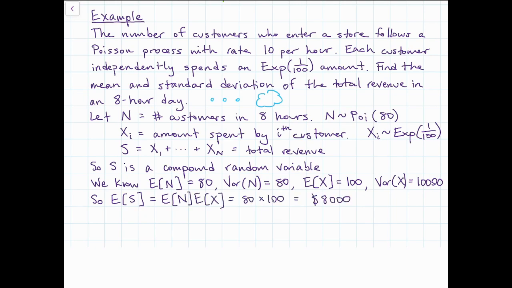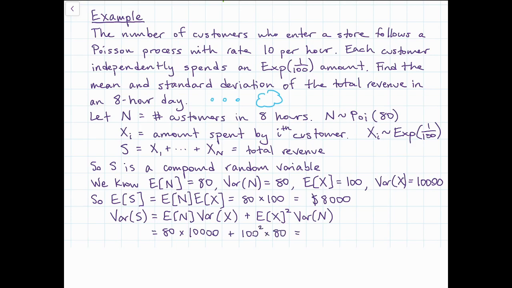or $8,000. And for the variance, it's a little more complicated. We have E[N] times Var(X) plus E[X] squared times Var(N). Put in all those pieces, we'll have 80 times 10,000 plus 100 squared times 80, which is, I guess, 1.6 million. And if we take the square root, the standard deviation is $1,265. So that gets us the mean and the standard deviation of the total revenue in the store in 8 hours.